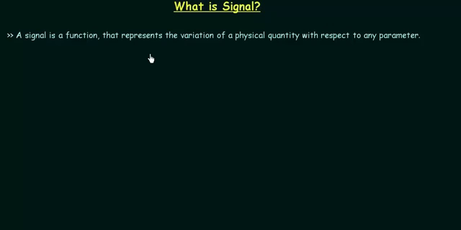We will first see what is a signal, then what is an analog signal, a discrete time signal, and then we will see what is a digital signal, so that we can start our digital electronics course. So let's move to the signal.